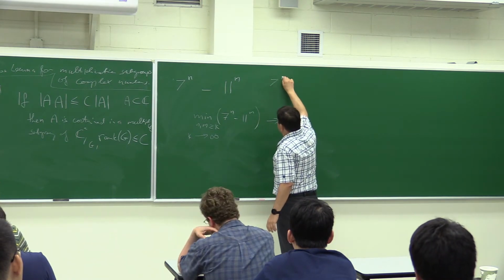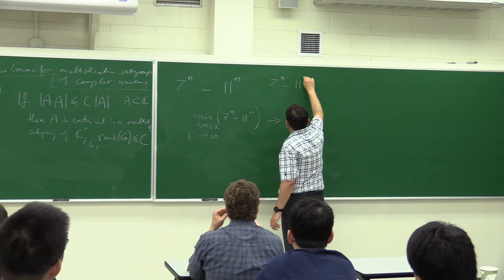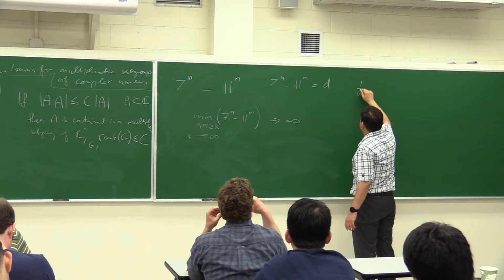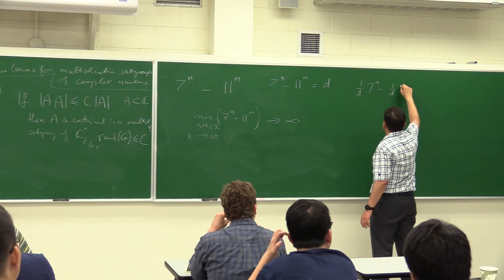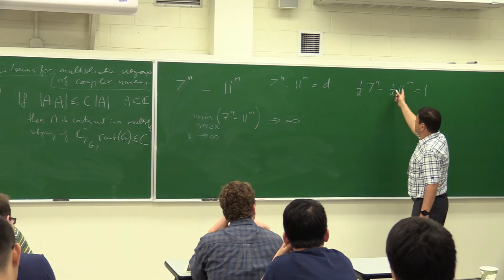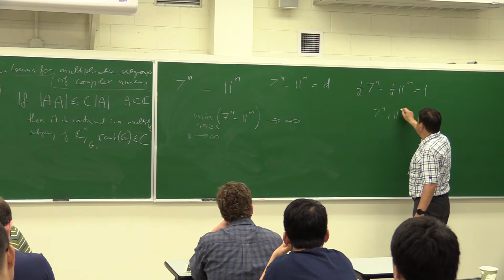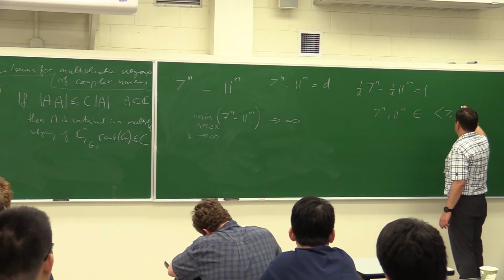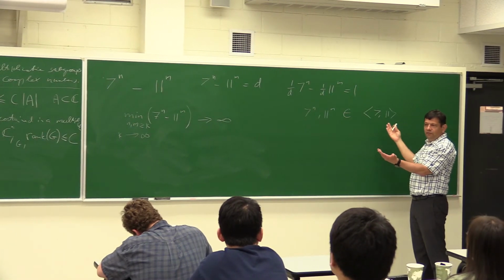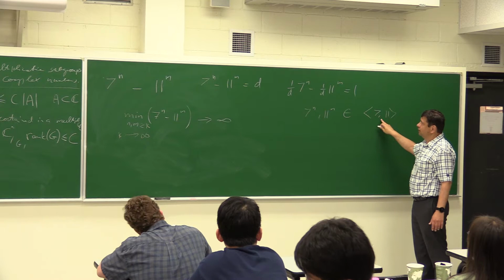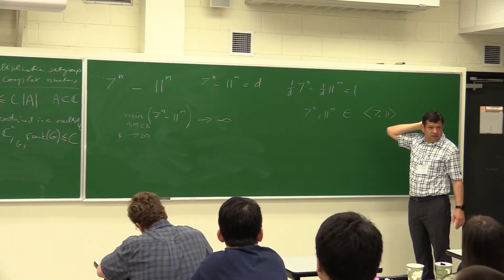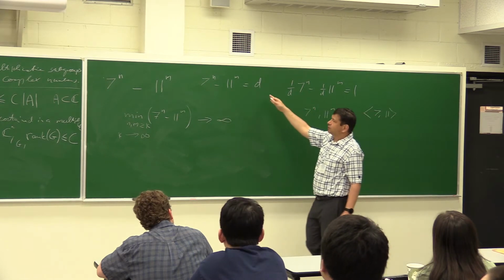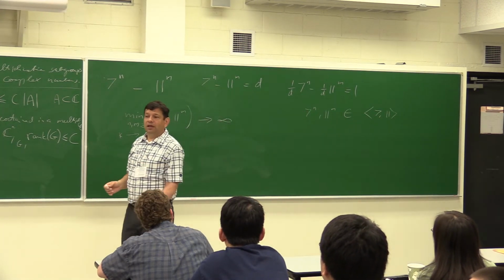But you know, if you have 7 to the n minus 11 to the m equals some fixed d, then let's divide by d: 1 over d times 7 to the n minus 1 over d times 11 to the m equals 1. And we know that those entries, 7 to the n and 11 to the m, are of course elements of the multiplicative group generated by 7 and 11. So all the entries you can generate are in the multiplicative group generated by 7 and 11. And we know that by Schmidt's subspace theorem, there are only finitely many solutions. Actually, we know something stronger. We know that the number of solutions for a given d is bounded uniformly, independent of d.